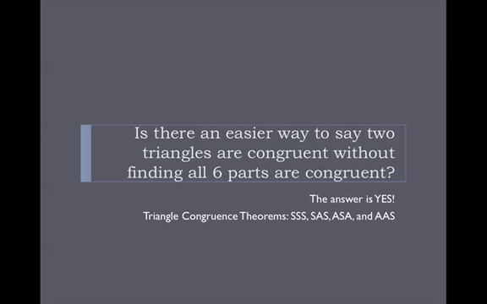What if I give you two triangles and I ask you to find out if they are congruent? Well, is there an easy way to say that the two triangles are congruent without finding all 6 parts? The answer is yes. And there's 4 congruence theorems here that help us to take a shortcut. Instead of finding 6 parts congruent, we're going to find 3 parts. And the 4 items here are SSS, SAS, ASA, and AAS. And we're going to go through each of those now.